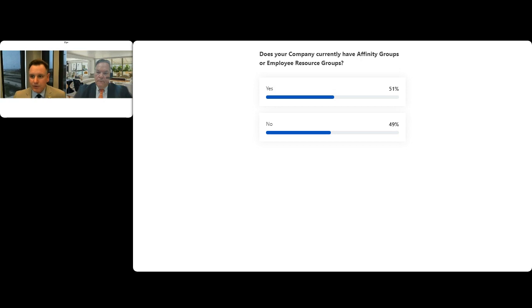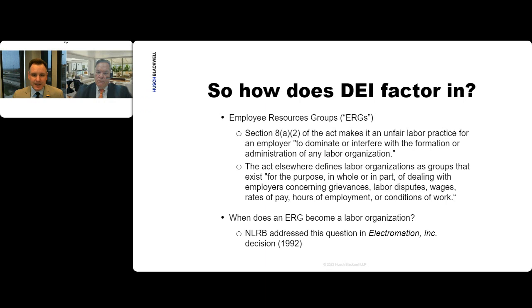So Tyler, we understand a little bit what they are. How does this intersect with the NLRA, and what am I worried about here? Yeah, so just to add to what Eric was saying there, the trend is certainly towards offering ERGs to employees.